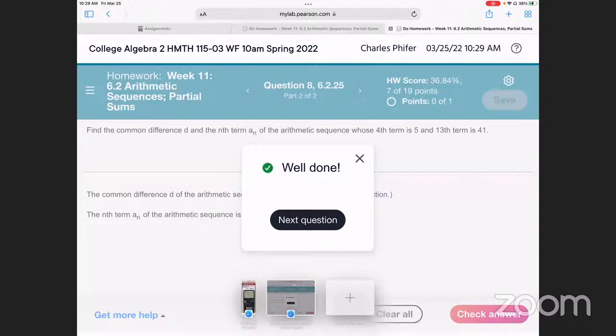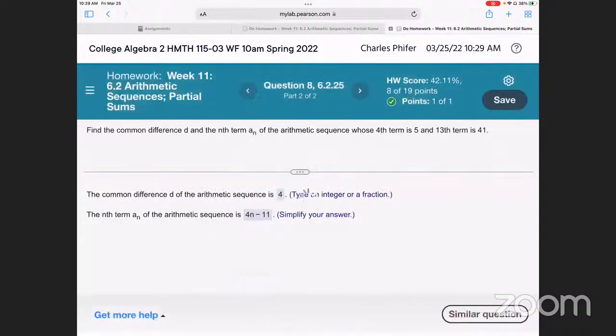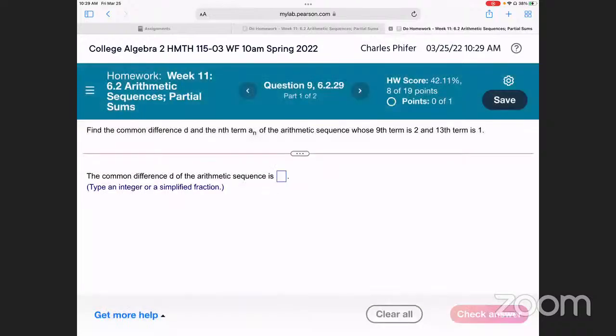That's all. Okay. Let's go to the next one. Find the common difference. I mean, this is kind of a repeat, but let's do it anyway. Let's knock it out.